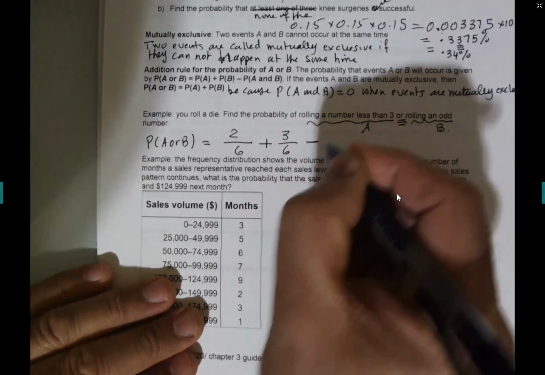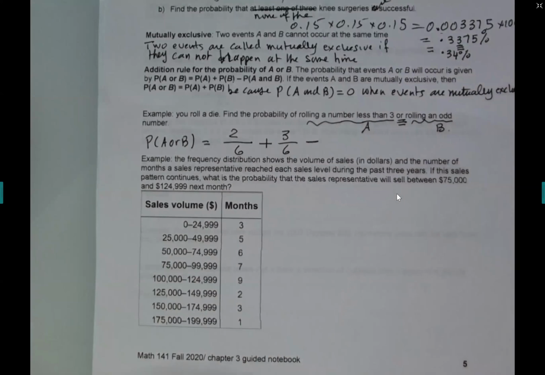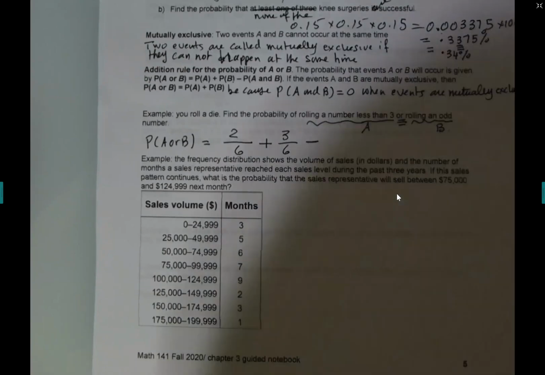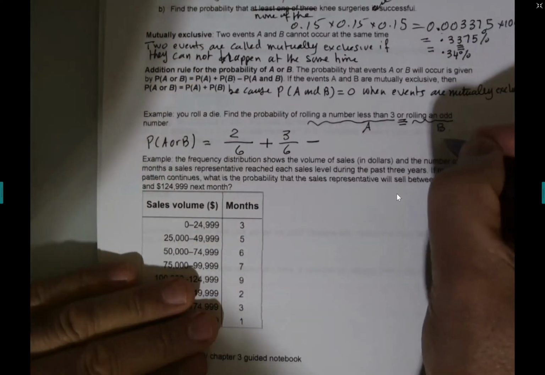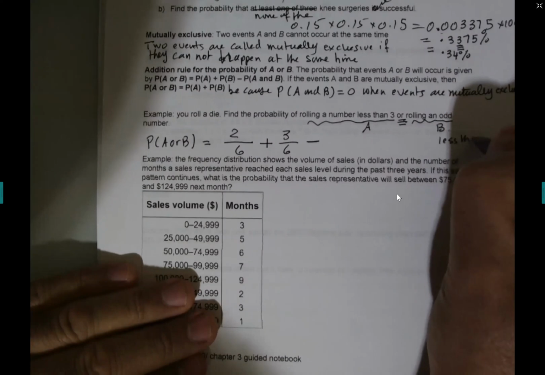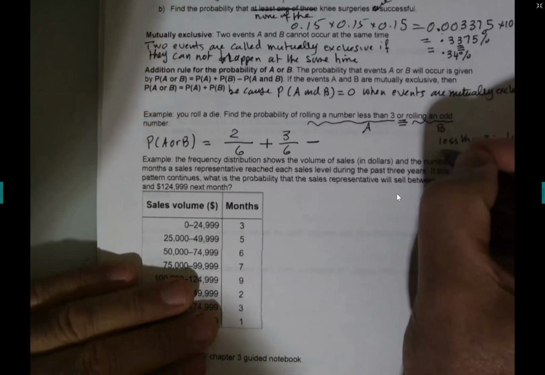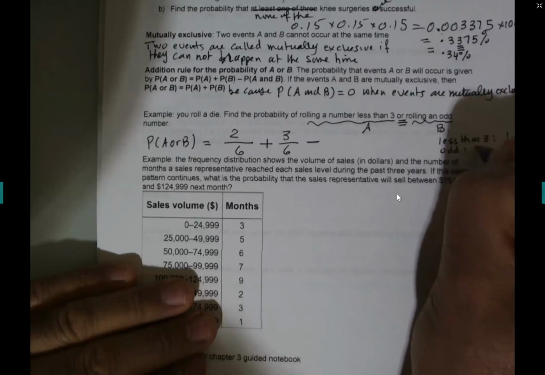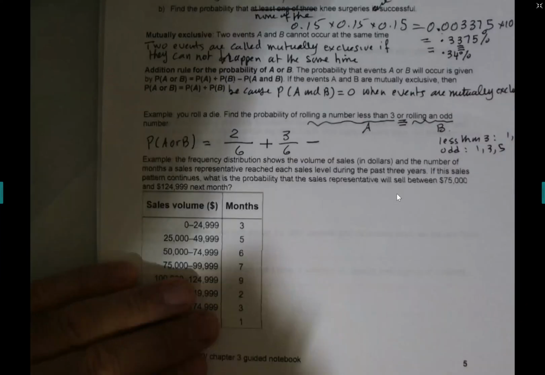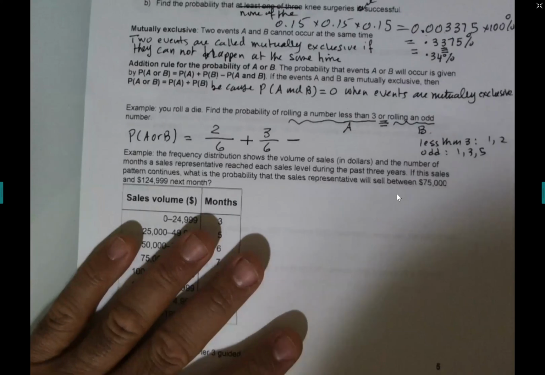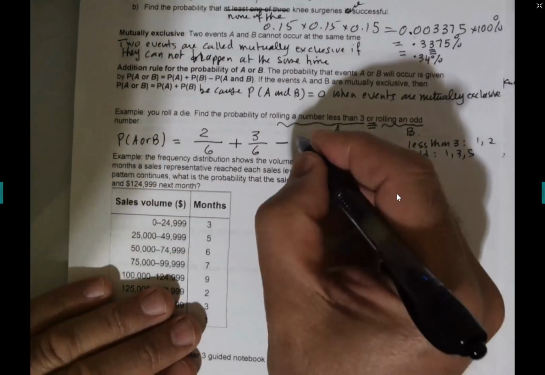Minus the probability of rolling a number that is less than 3 and odd at the same time. So my question to you guys, the numbers that are less than 3, let's list them: 1 and 2. Odd: 1, 3, 5. How many do they have in common? 1. So 1 out of 6.